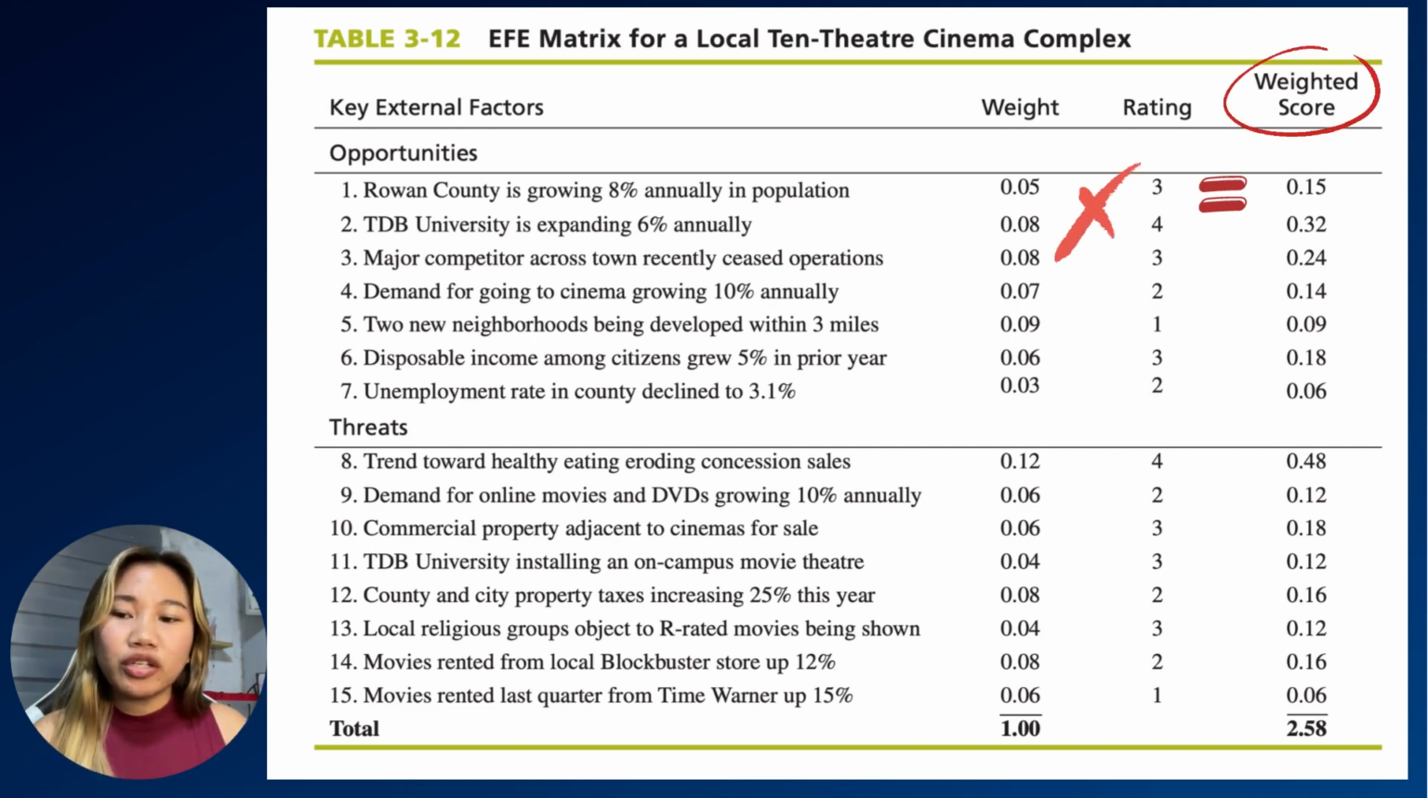In external evaluation, a low total score indicates that company strategies aren't well designed to meet opportunities and defend against threats. As for our example, note that a total weighted score of 2.58 is above the average, of which the midpoint is 2.5. So this cinema business is doing pretty well, taking advantage of the external opportunities and avoiding the threats facing the firm. There is definitely room for improvement, though, because the highest total weighted score would be 4.0.